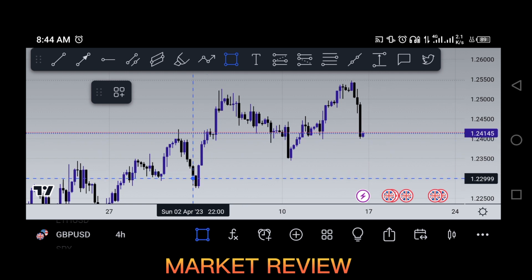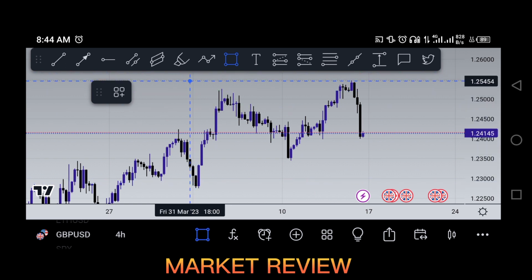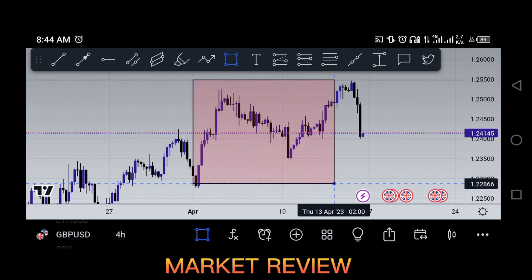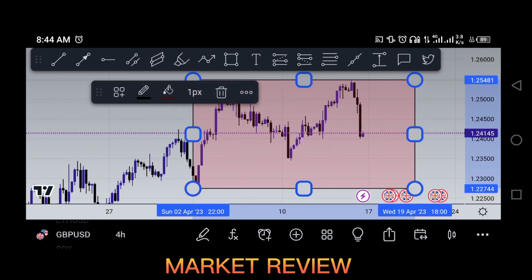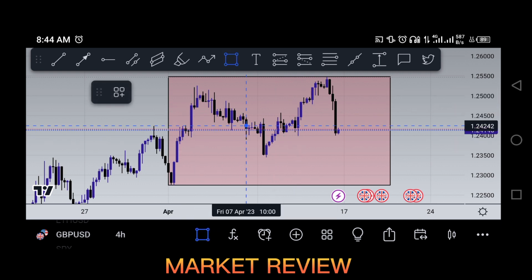Beginning of April, we had it around here. This is for GBP USD. You can also apply it to whichever pair you trade. So it can help you. At the beginning of April, we had it around here. So let's mark this zone as the beginning of April, and then we have 2 weeks gone in April. So this is the first week, and then we have the second week around it. So we're going to mark the second week out also.